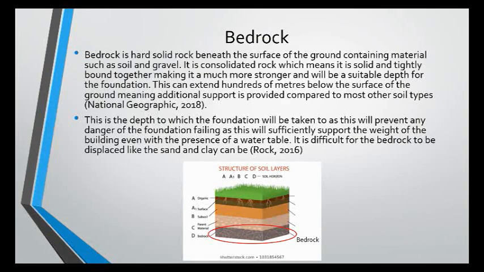Bedrock will be a suitable depth to take the foundation to, as this is consolidated rock 6 meters deep from ground level. This can extend hundreds of meters below the ground to provide as much support as possible.